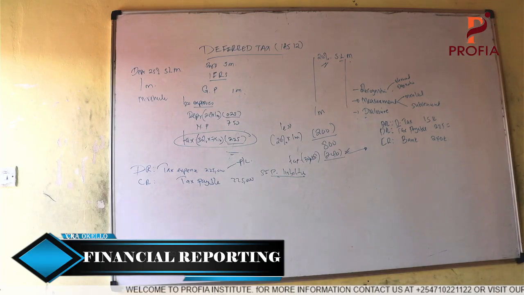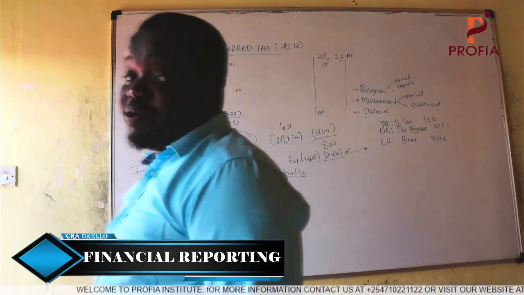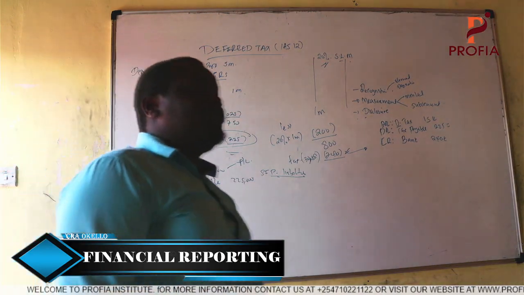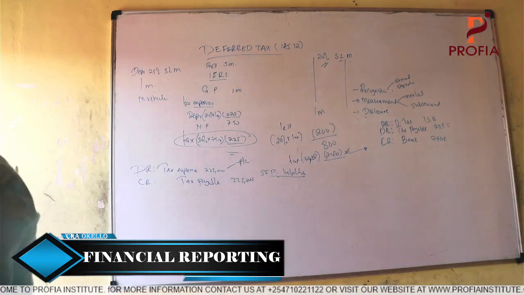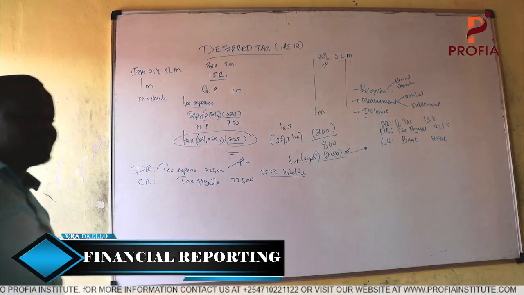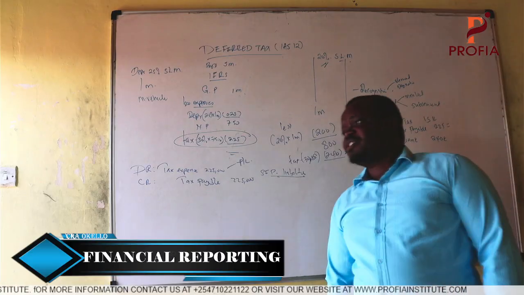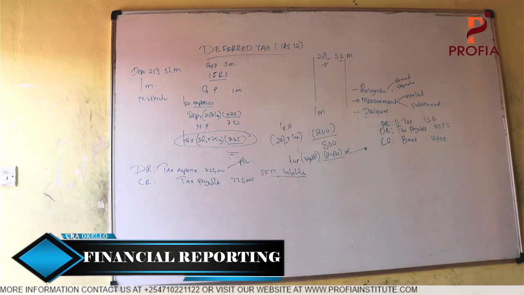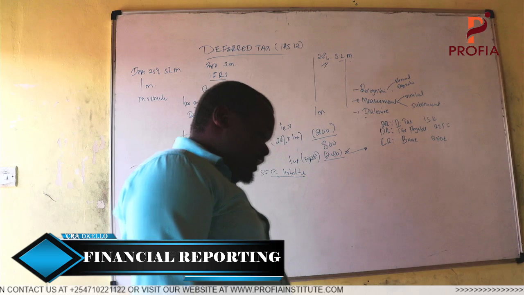So let's write. Accounting profits are determined in accordance with accounting principles and standards. Full stop.